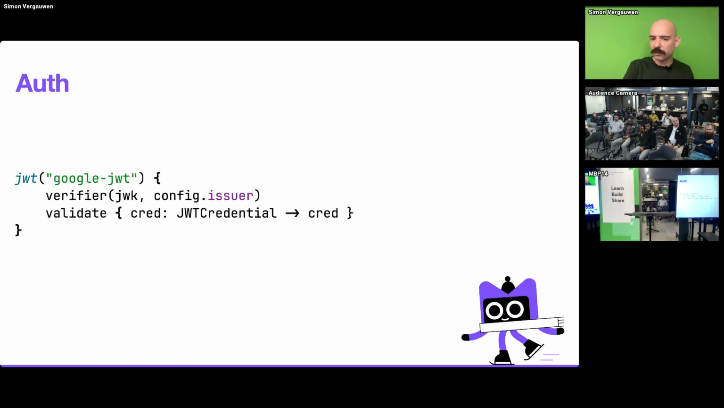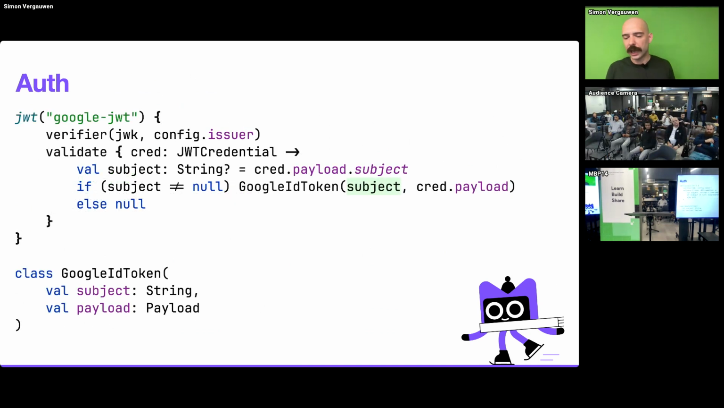There's, however, one more thing that we can do: we can refine or provide a nicer type of authentication to work with. So we can validate the incoming credentials. We can then, for example, say, okay, I know that Google never sends a non-null subject, and the subject is something that is critical for my business logic. So whenever I have an incoming token, I'm going to validate that the subject is not null. If the subject is not null, I can create my Google ID token with a non-null subject, right, instead of a nullable subject, and I can return that from my validate block. If it is null, I'm returning null, and the user will see an unauthorized status code.